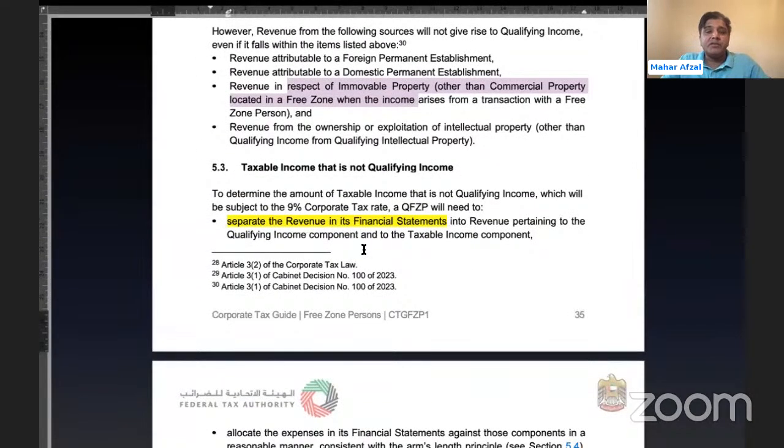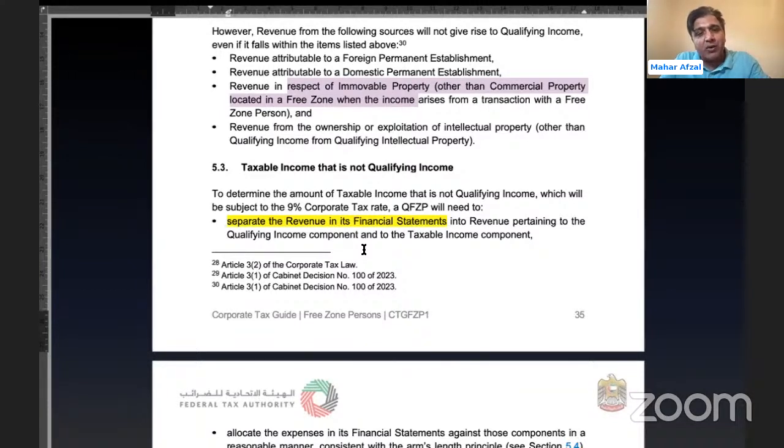Now the question is, you have multiple income. You have exempt income, you have excluded activities, you have income subject to tax at 9%, you have qualifying income, you have non-qualifying income. Do you need to maintain a separate financial for this? The guide says no, you are not liable to have a separate financial for this. You need to have one financial, but you can create the code in your system.